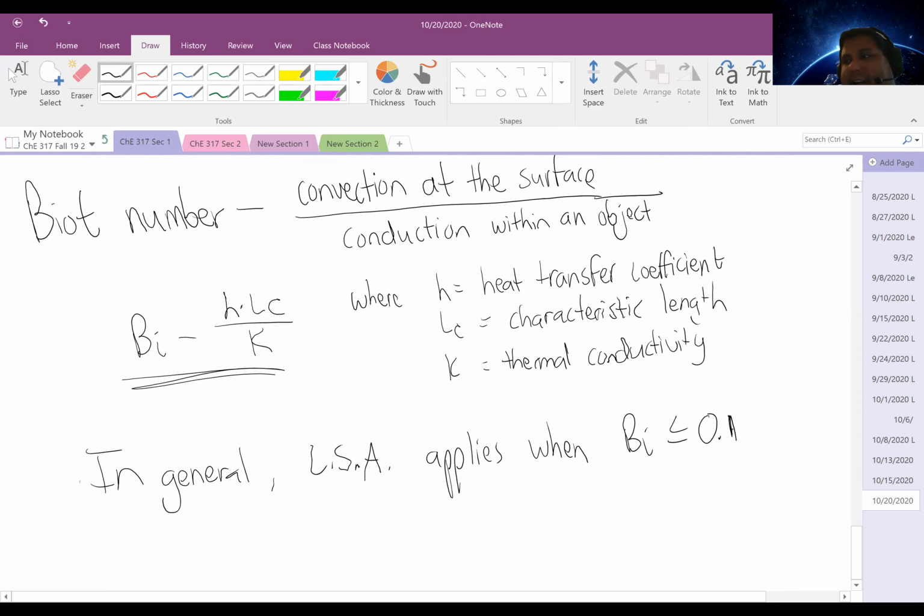When the Biot number is larger than that, conduction is small enough within the object that a temperature profile will exist. When Biot numbers are small, we can safely neglect the temperature profile and just lump the system as a single temperature value.